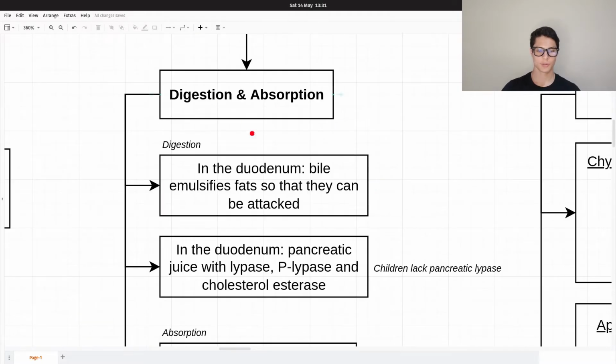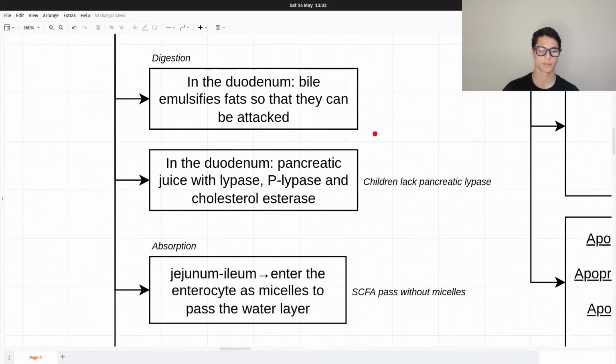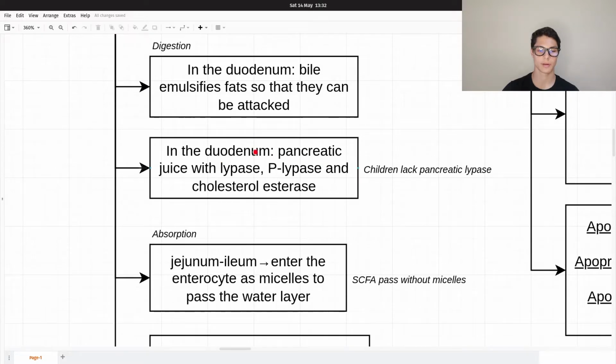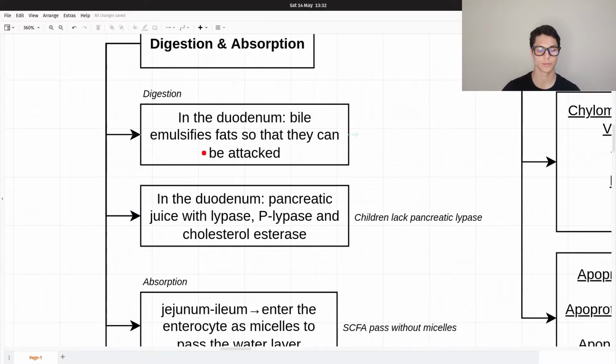So, digestion and absorption. Digestion: in the duodenum, the bile emulsifies the fats so that they can be attacked, because in the duodenum we have the pancreatic juice. It contains lipase, phospholipase, and cholesterol esterase. We need to emulsify those fats because the bile has to play its role before the pancreatic juice starts to play.